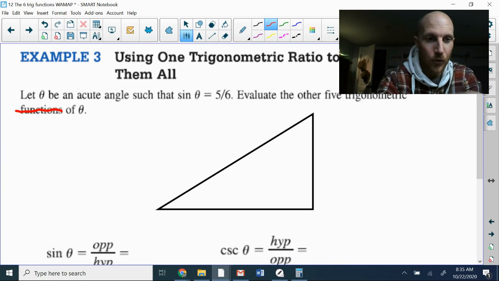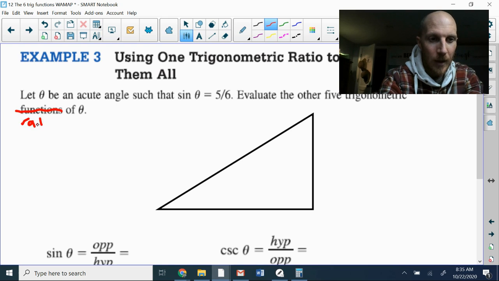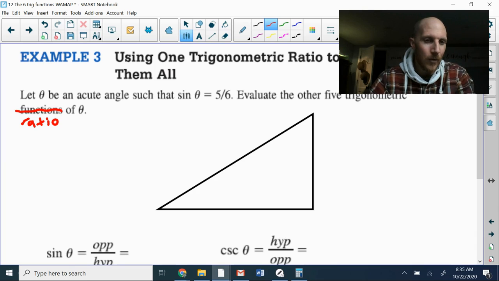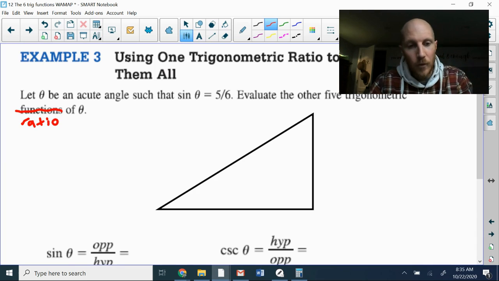I prefer to call them trig ratios because it reminds me that they are in fact ratios, as we can write them as fractions. In these problems, there is no need to find out what the angle is. We do not need to know that theta is blah, blah, blah degrees. That is certainly something we can do, but it is not necessary here.